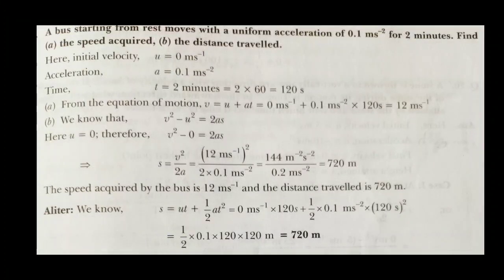Another method can also be there, that we can use equation number 2 for finding the distance. For that we will put the values in this equation, ut plus half at square, and finally we will get the same answer. So it's your choice whether you use the second equation or third equation according to the calculations. In some questions you can use second or third whatever you want, but in other questions you will find that only one equation will be useful for finding that quantity.